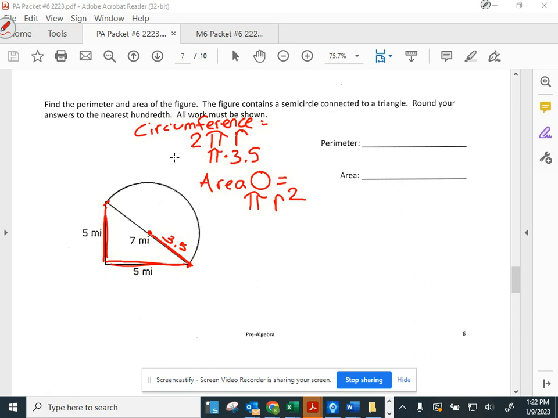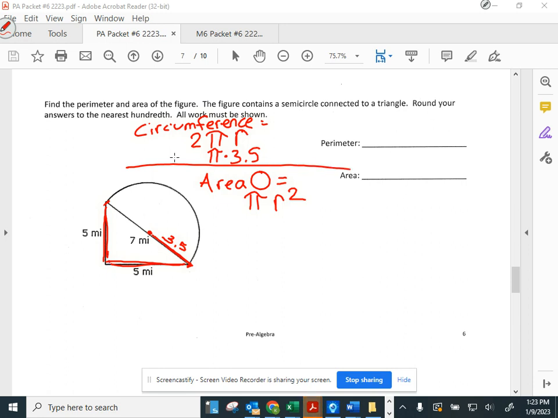Okay, to find the area of the circle, it's pi r squared, but we want half of the circle. So we're going to want to divide it by 2 because it's a semicircle, it's not a full circle. So to find the area of half of this circle, you do our formula pi r squared, but divide it by 2. So this is the area now.